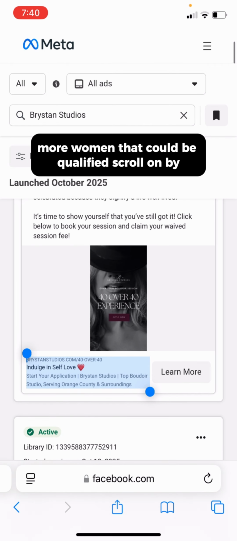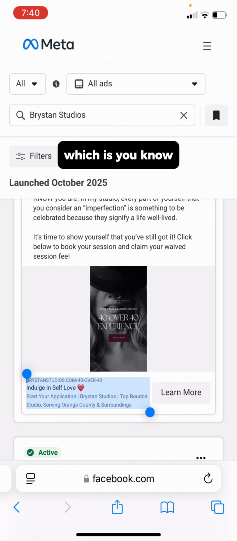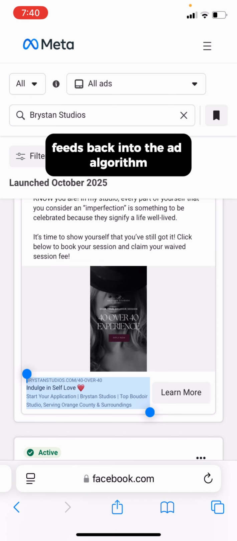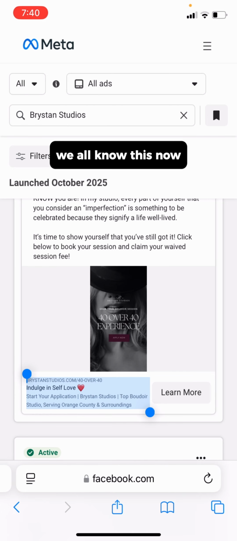More women that could be qualified scroll by, which means lower ad results for tranche 1, which feeds back into the Meta ad algorithm: a downward spiral of despair. We all know this now.